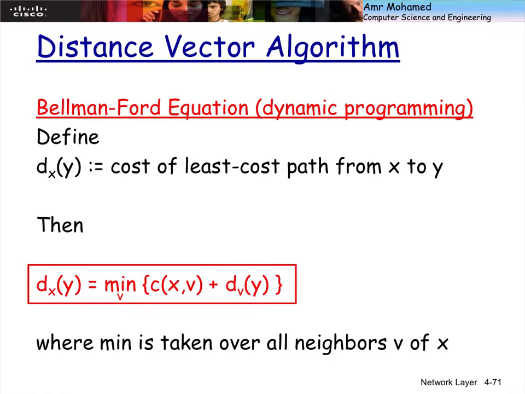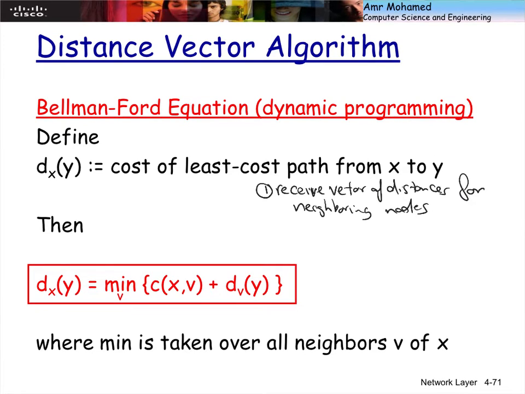For the distance vector protocol, the protocol, not the algorithm, the way it works is through three different steps, but each step is very small and concise. So the first step: receive vector of distances from neighboring nodes. Okay? So this is step number 1.